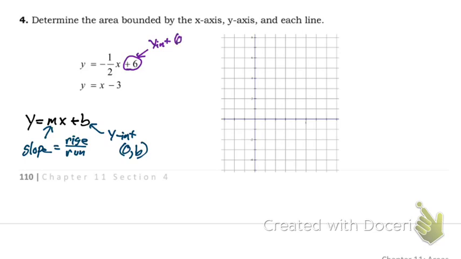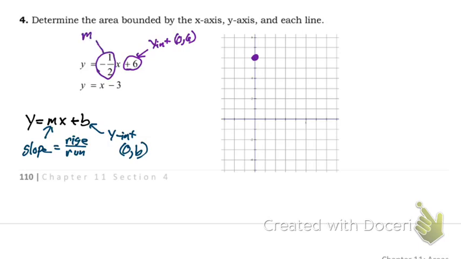So that's going to be the point (0, 6). (0, 6) is right here. In other words, you find this along your y-axis and you put a point there. If this was 8, I'd find 8 and I'd put a point at 8. It's at 6.